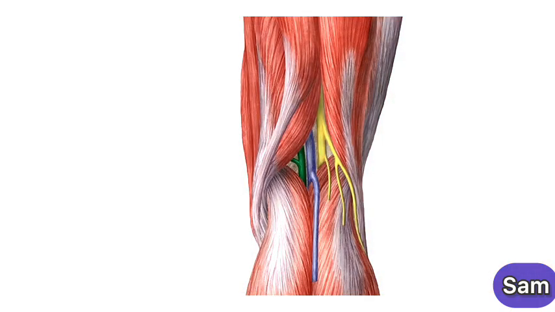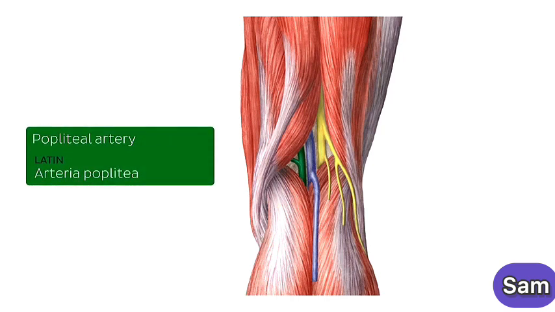And before you ask what is going on in this image, this is the back of your knee with the several muscles that we're going to be finding in this region and some of the blood vessels and nerves. And we're highlighting the artery that we're going to be briefly talking about, the popliteal artery.